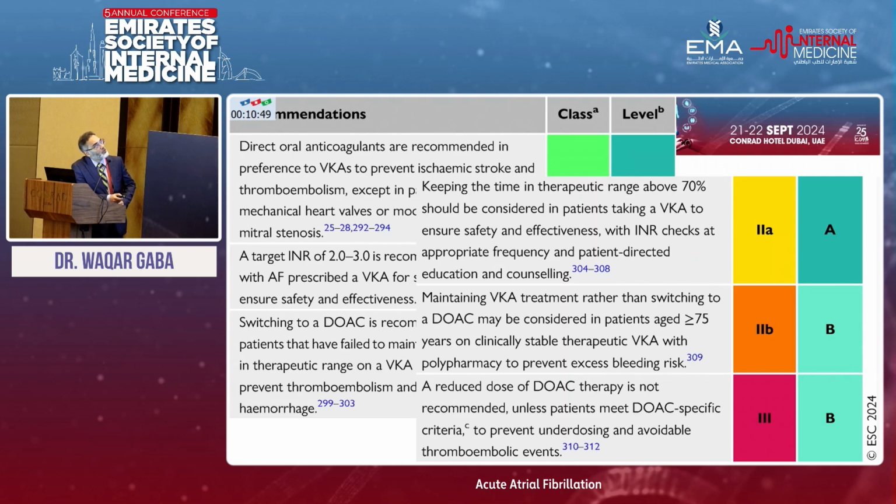What is also important is that not only is the DOAC important, they're also saying that maintaining VKA treatment rather than switching to DOAC may be considered in patients more than 75 who have a stable therapeutic VKA with polypharmacy, to prevent excessive bleeding risk. So that's another indication. Now, a reduced dose of DOAC is not recommended unless patients meet DOAC-specific criteria. So generally we think, okay, we have a patient who is elderly, maybe high bleeding risk. Unless the dose criteria specific to the DOAC you pick are met, you don't need to reduce the dose just because you want to reduce the risk of bleeding.